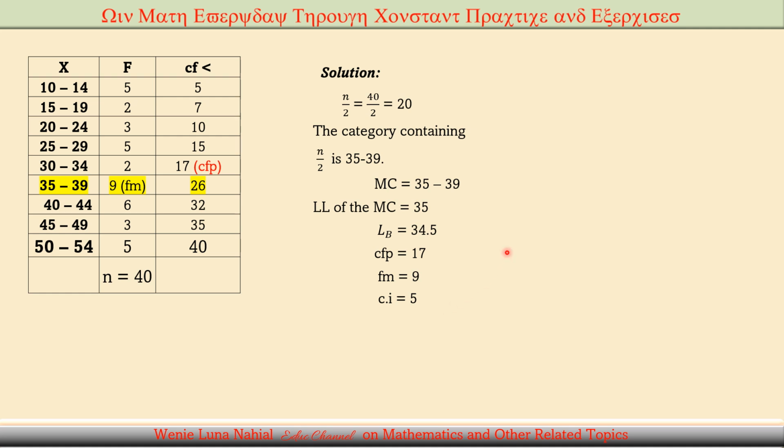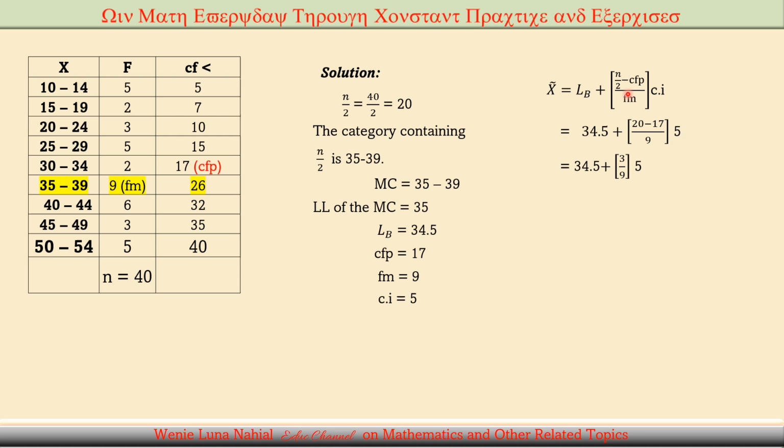Then you can use the formula. So all you have to do is substitute the lower boundary by 34.5, n by 40, CFP by 17, FM by 9, and CI by 5. So all you have to do is substitute, then do the calculation.